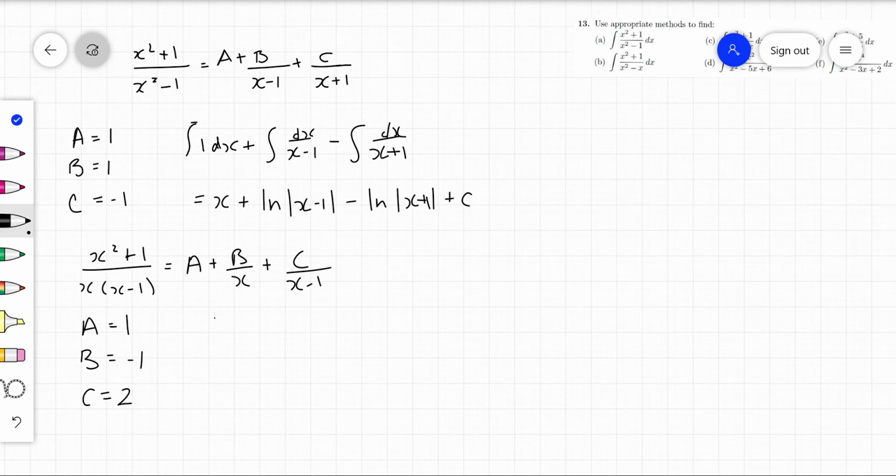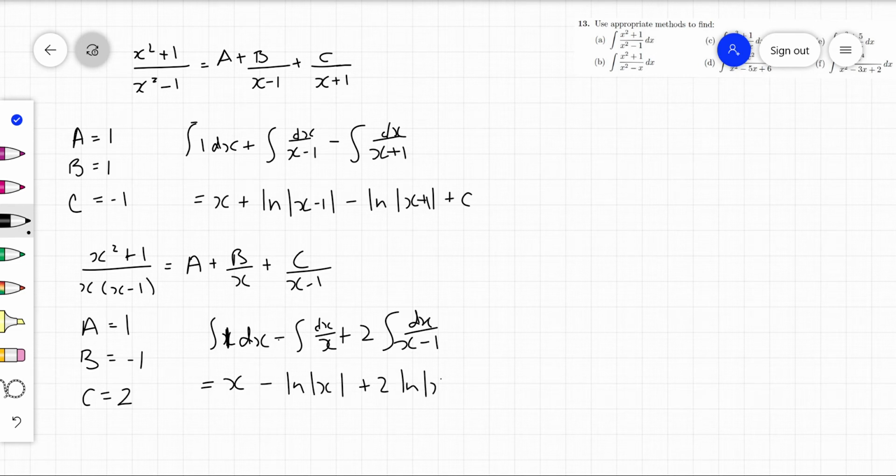So here we've got the integral of 1 dx minus, because B is minus, dx on x, and C is 2, so we've got dx on x minus 1. So we've got x minus log of x plus 2 log of x minus 1 plus C. All right, so let's have a look at C.